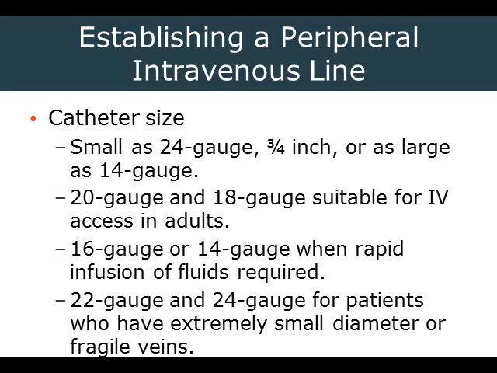Typically, we will start an 18 or a 20 gauge in most healthy adults. We will start a 14 or a 16 gauge when we need a lot of fluid, such as a major trauma patient, and a 22 to 24 gauge for those with smaller, fragile veins, such as pediatrics and some of our elderly population. We can have adults that have very bad veins as well, but we prefer to do 18 or 20 on medical patients, 16s or 14s on trauma patients or other patients that need fluid.